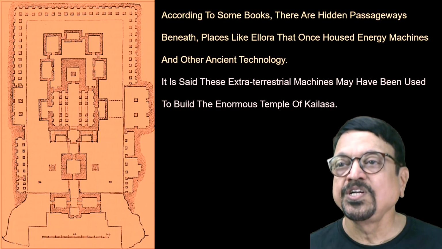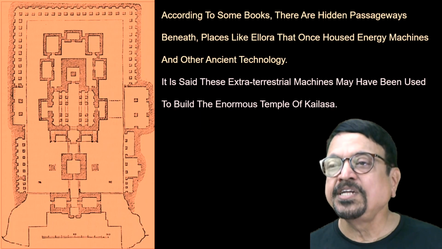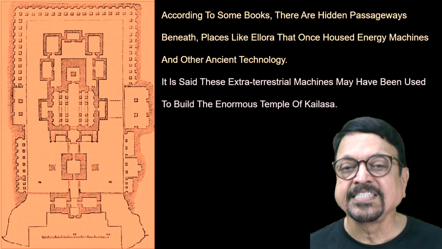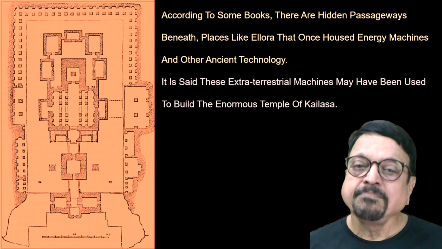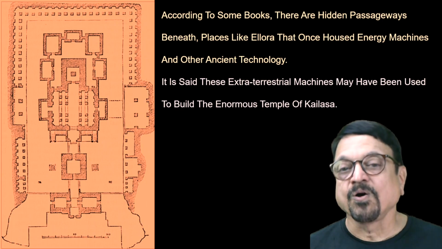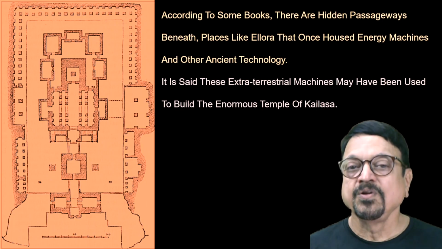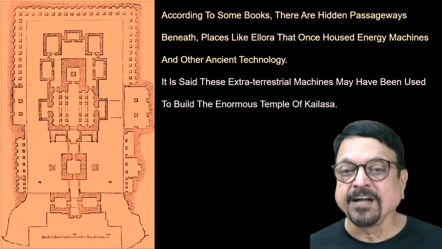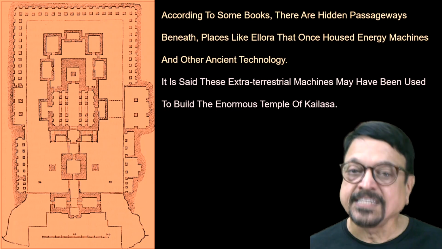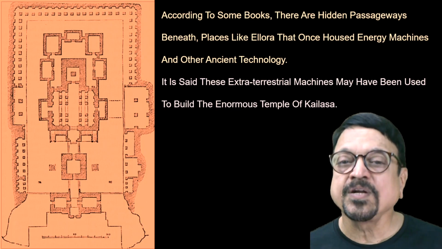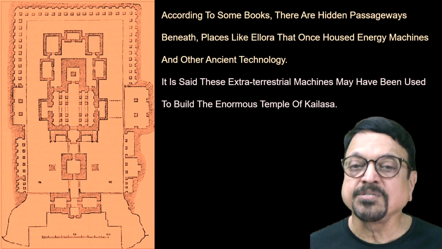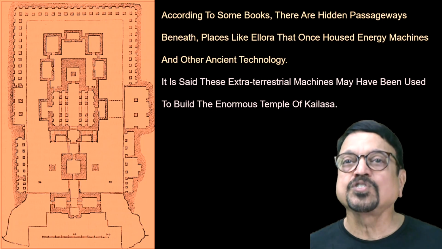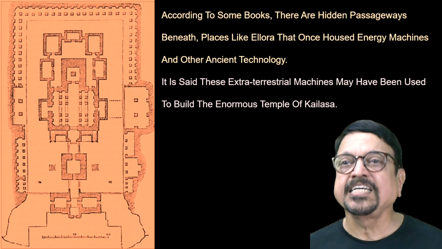First, a layout. This is a layout of the temple which gives you a rough idea of how it is. It is a temple constructed by cutting rocks, cutting the mountain. So it is extremely different because it was started from the top and ended towards the base. That's why it has a difficult type of planning which the people have made, and there is no such parallel example. Now, according to some books, there are hidden passages beneath.